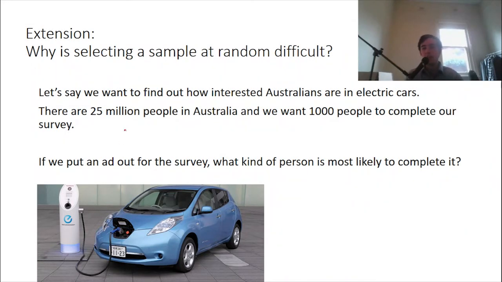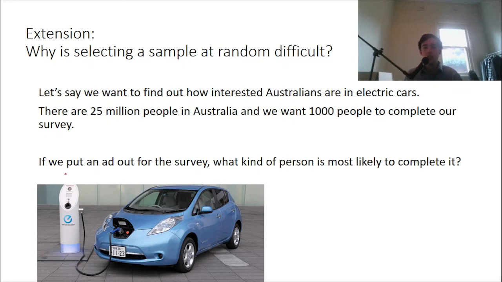So there's 25 million people in Australia, and we want 1,000 people to complete our survey. So that's a sample, isn't it? This 1,000 people is our sample. And can you see it's a lot more than 5, so we're probably going to get more accurate results. If we only had 5 people, our results would be not useful at all. But if we're choosing 1,000, maybe we can be more accurate.